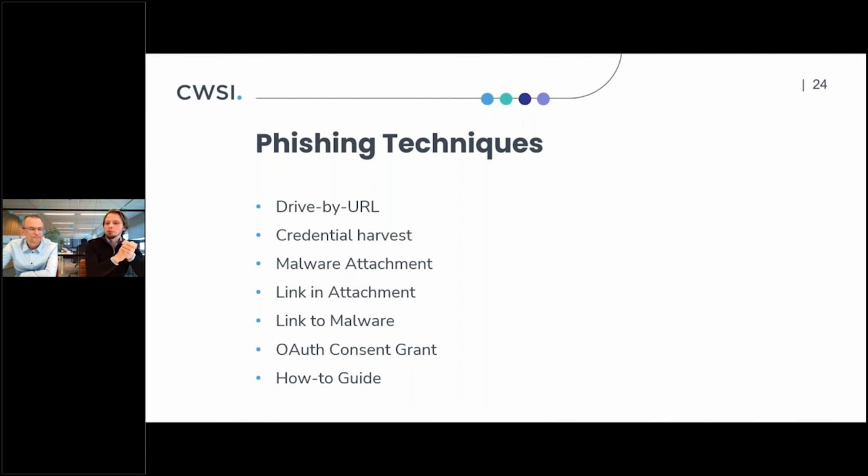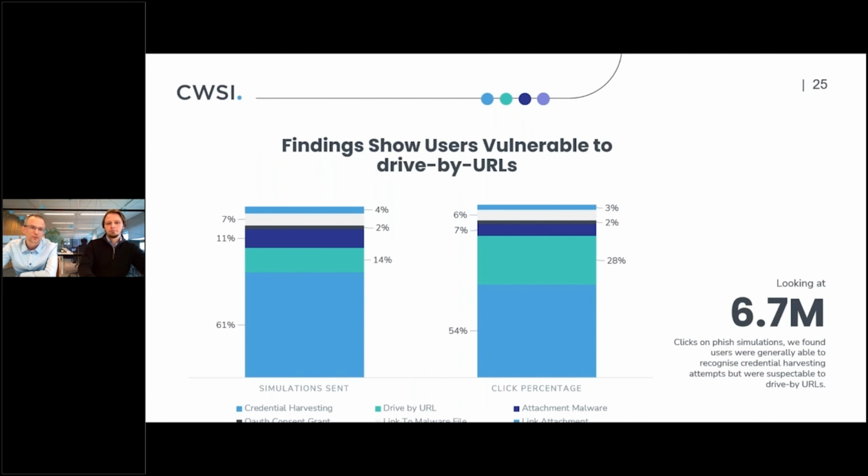So that means that you would grant an app, for example, access to your email or your calendar or your contacts. But if you just want to use the platform to send out educational emails about how to recognize phishing emails, you can use the how-to guide phishing technique that basically sends out training material for people to view. And while using a trial license, the only option over here is the credential harvest one, which is interesting, but you can still use it.